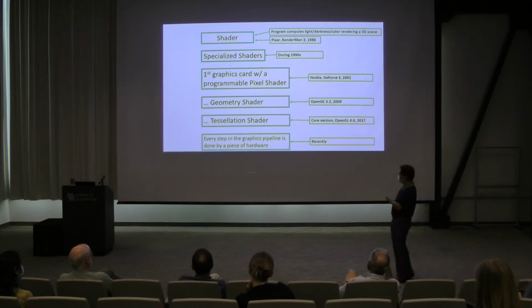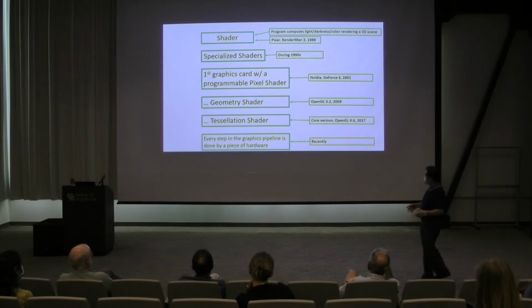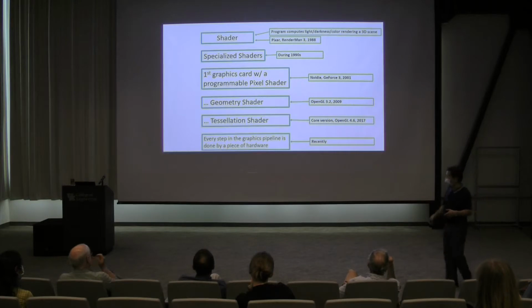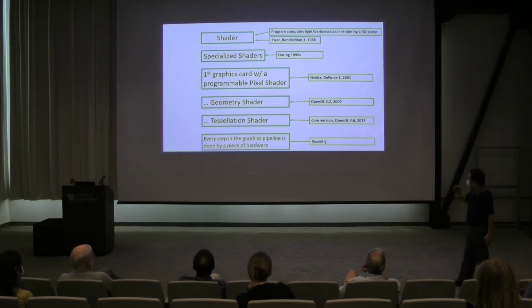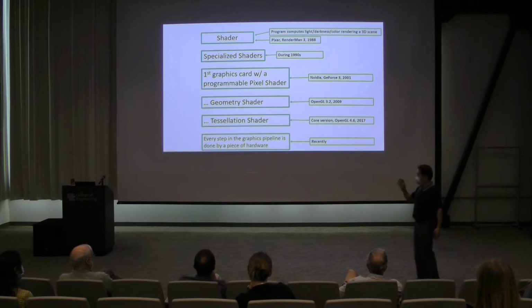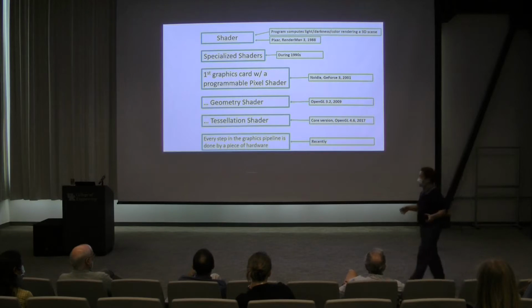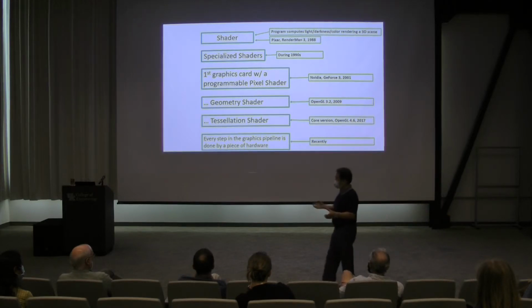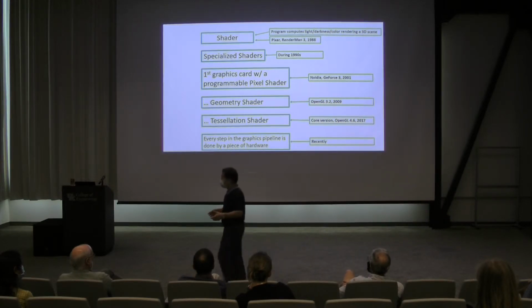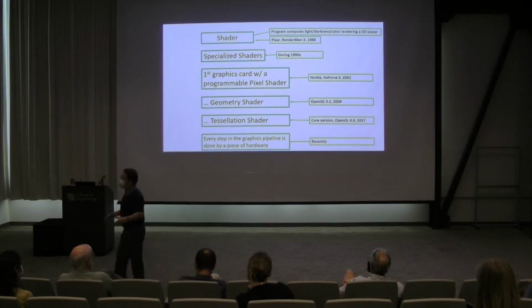everything in the graphics pipeline is done by a piece of hardware, like the vertex shader and the tessellation shader. So let me briefly go through the functions of those shaders, and then I will give you examples to explain how those shaders are used to generate 3D graphics in a language that you can understand.